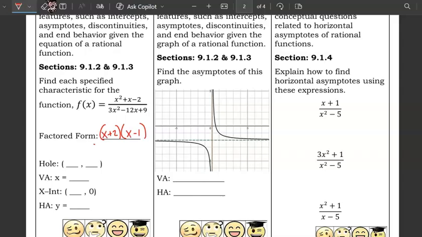And then the denominator, we could divide out 3. Two numbers that multiply to 3 and add up to -4: we'd have x minus 1 and x minus 3. So this would be our factored form. From here, the x minus 1's cancel, so we have a hole at x equals 1. To find the y value of this hole, plug x equals 1 into your simplified fraction.